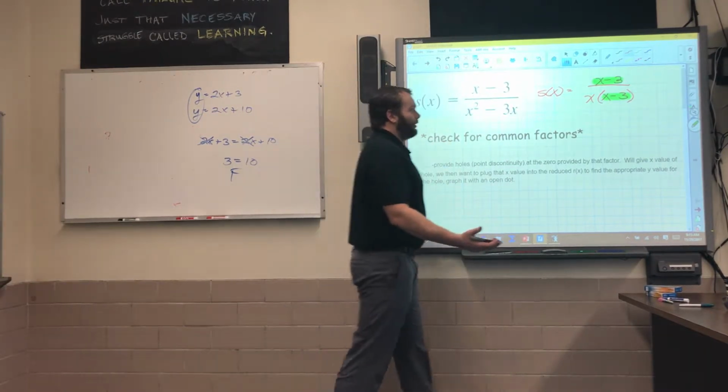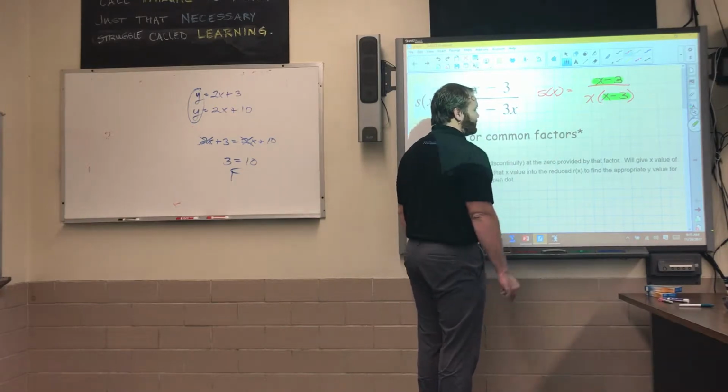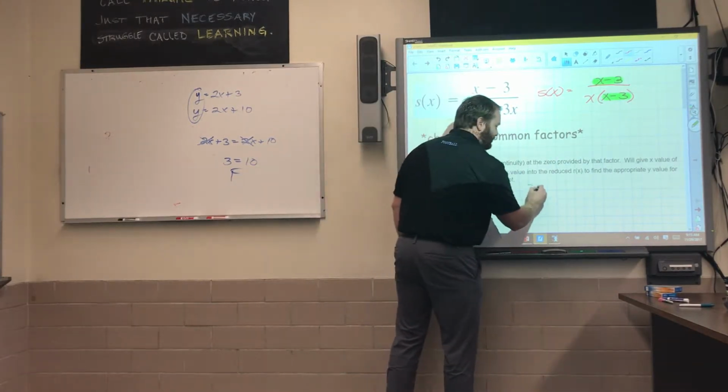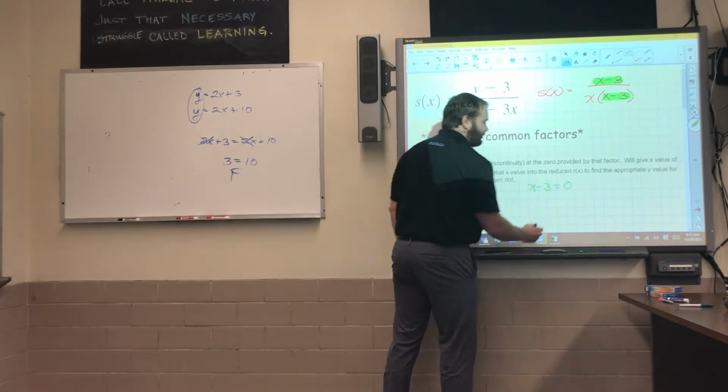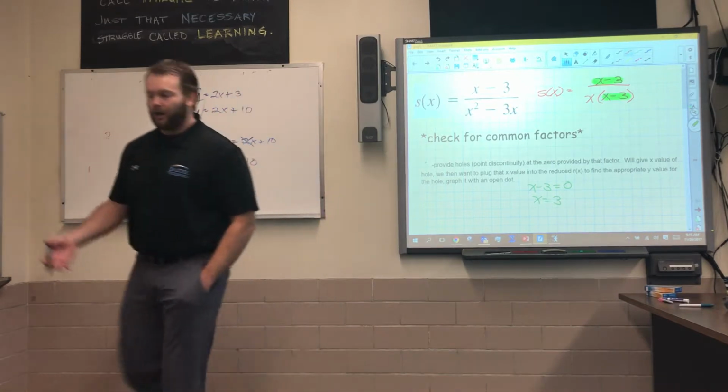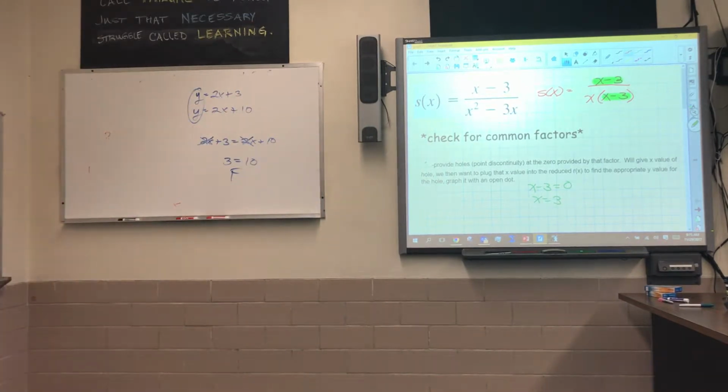So what we do is we take that x minus 3. If x minus 3 is set equal to 0, then x equals 3. So I've just found the zero of that factor, x minus 3, and that tells me the location of the hole on the x-axis. Now it doesn't mean that the point is going to be on the x-axis, it just tells me the x location of my hole, right? I want to know what the y location is.